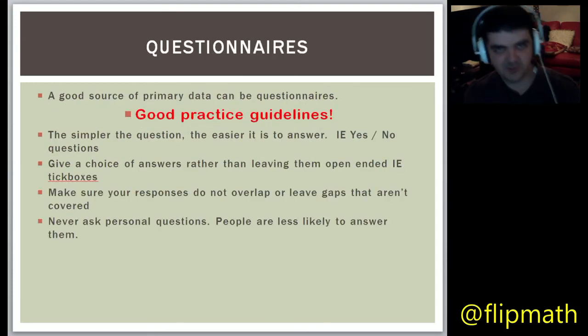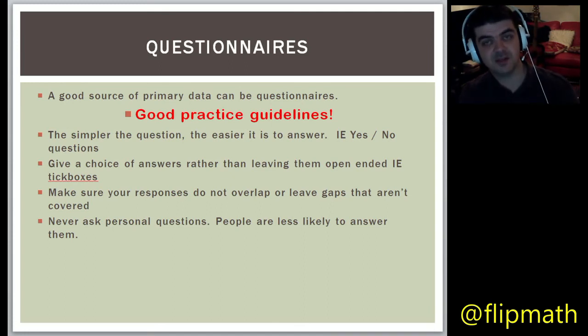We've talked briefly already, but I'll sum it up again about questionnaires. So a good sort of primary data can be questionnaires. Good practice guidelines. We've talked about some of the things to do with regards to questions. The simpler the question, the easier it is to answer. If you give yes, no responses, people can easily identify which one to go with. Give a choice of answers rather than leaving them open, i.e.